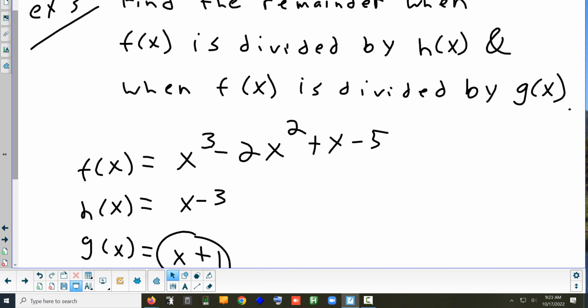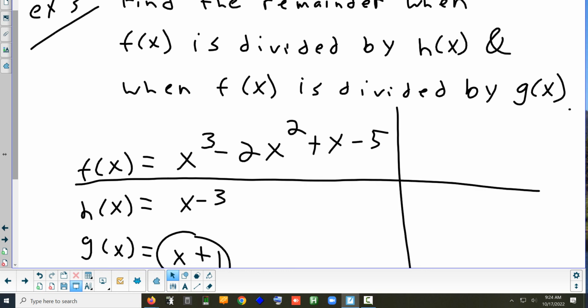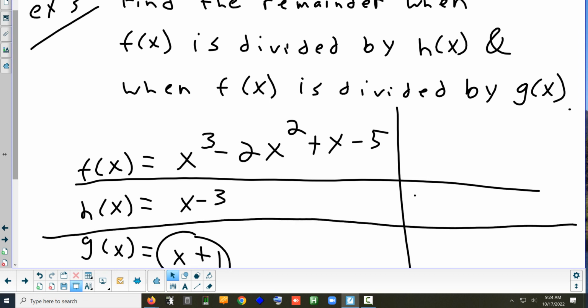All right. So here's going to be my numerator, and I want to divide by x minus 3. Let's set it up like this. Let's put the remainder right here. When I divide f of x by x minus 3, what number am I going to plug in to f of x to get the remainder? Yep, 3. So you're going to plug 3, because that's the number after the minus sign, in for x.